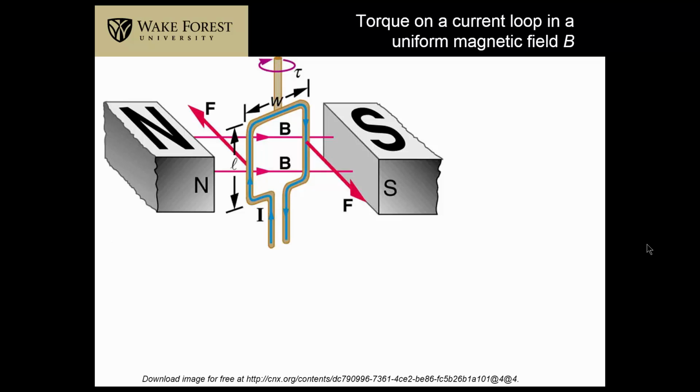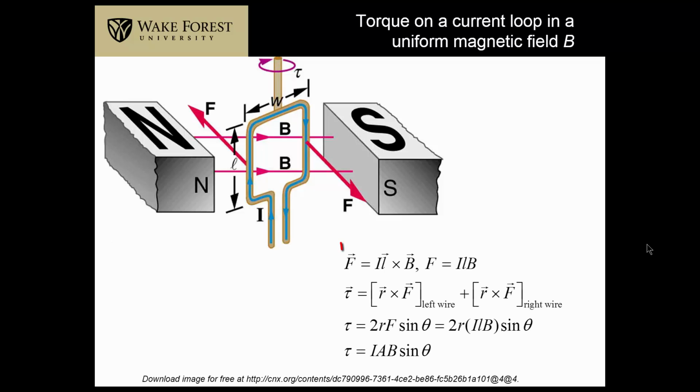Now, if the loop is mounted as above, we don't have to worry about any torques from the top or bottom sections of the wire. So these two side sections are the ones that are exerting the torque. Let's find the magnitude of that. For each section, recall F is IL cross B. L and B are perpendicular for those two wire segments, and so the magnitude of the force is just ILB.